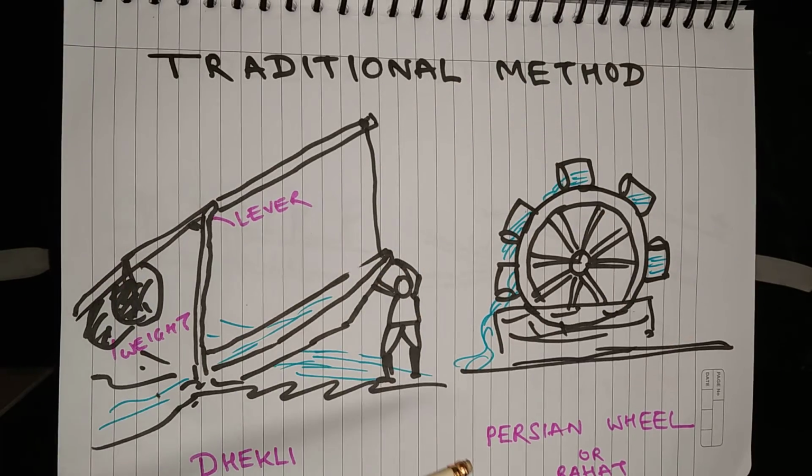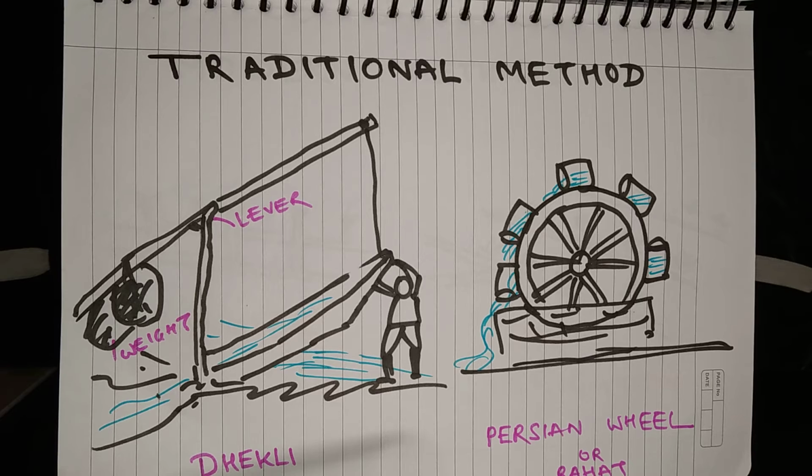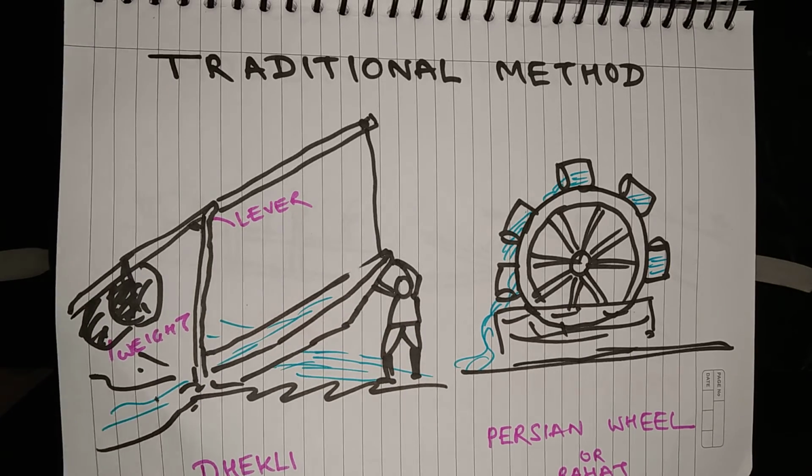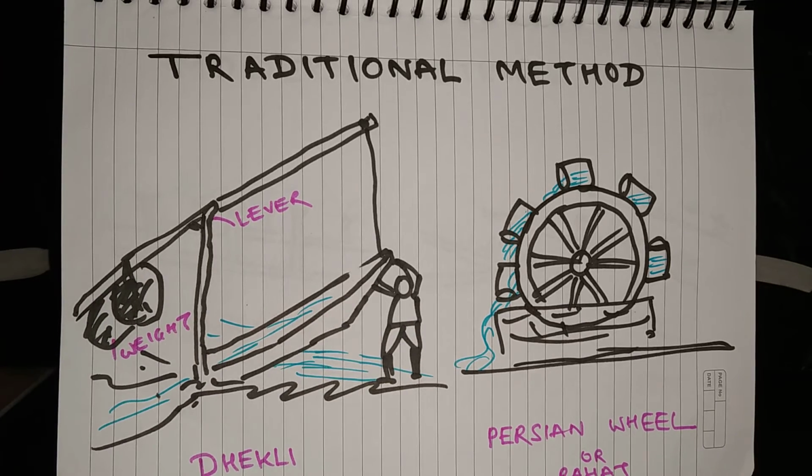All these traditional systems, they either utilize human labor or animal labor. So these are time consuming. So nowadays modern methods are used. Canals are made by the government, and diesel engine operated pumps or electric operated pumps pull water and help in irrigation.